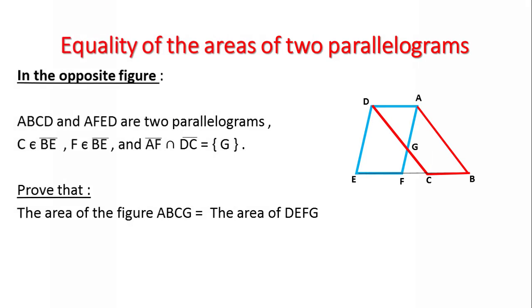Let's take an example to clarify this point. Look at the figure here. In the opposite figure, ABCD and AFED are two parallelograms. C belongs to BE, and F belongs to BE also. And AF intersects DC at G. The two sides AF and DC intersect at point G.